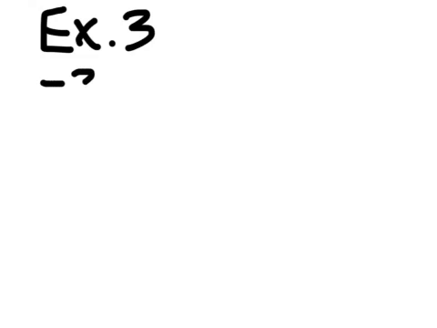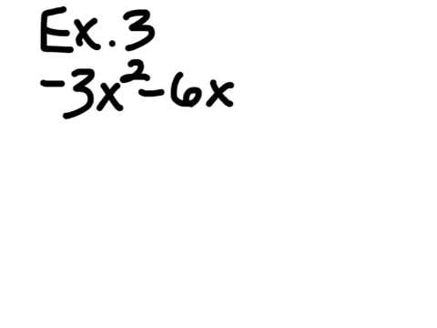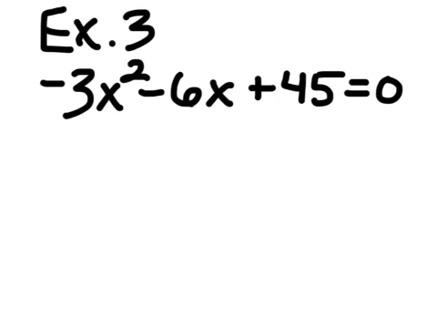Let's look at a quadratic equation that we can't solve by undoing, at least at this point. So this is going to be example 3. And here is the quadratic equation: negative 3x squared minus 6x plus 45 equals 0.